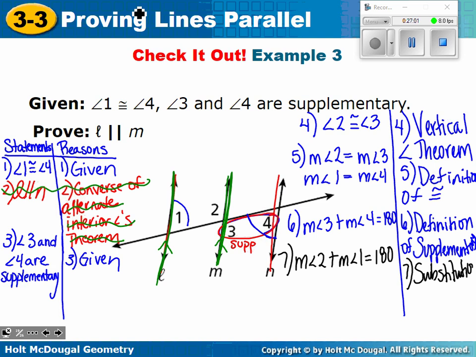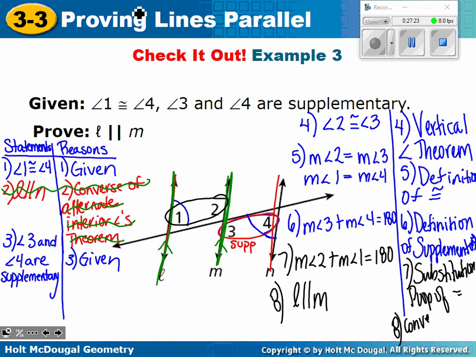Substitution property of equality. And then number 8, if 1 plus 2 adds to be 180, then L is parallel to M. L is parallel to M, and that would be the converse of what? Exactly. See, it wasn't so bad. I'm going to abbreviate. Do not abbreviate on your homework. Same side interior angles theorem.